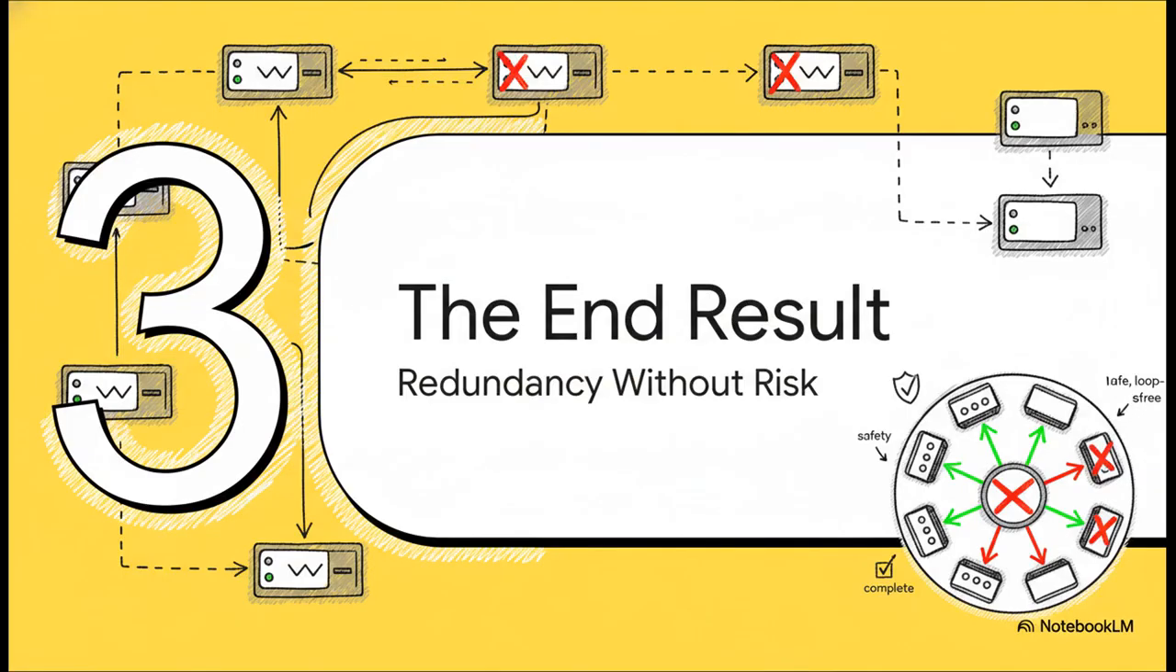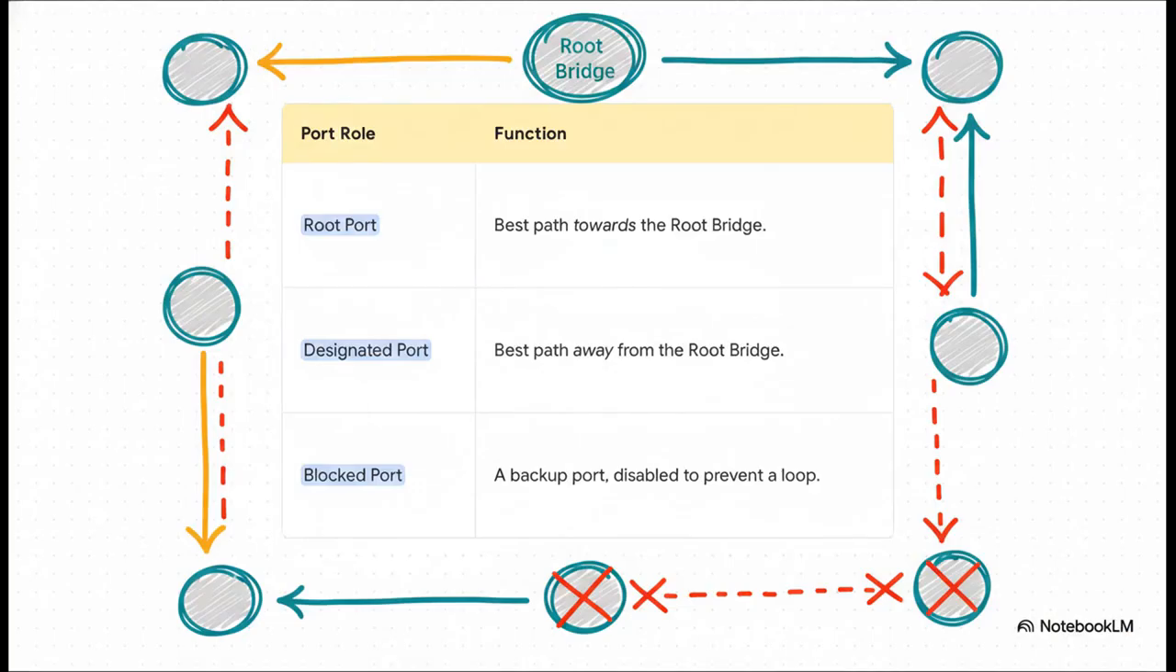So let's zoom out. You have this whole process: electing a root, finding the best paths, and blocking the rest. And what you end up with is the holy grail of network design. You get to have all your physical backup cables plugged in and ready, but the network operates in a perfectly safe, stable, loop-free state. When the dust settles, every port on the network has a very specific role. You've got your root ports, which are always pointing towards the leader. You've got designated ports, which are in charge of forwarding traffic away from the leader on a certain cable. And then you have the blocked ports, sitting on the bench, ready to jump in. Every connection has a clear job.